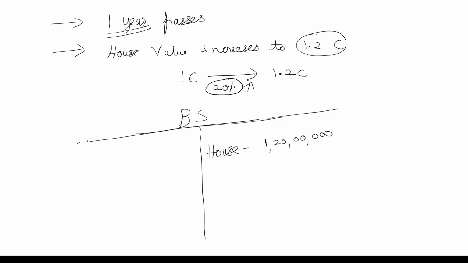Obviously, I need to populate the liability side also with numbers. So I'm going to have the loan value here. Loan is the debt, which is the borrowed money. And this is going to be 50 lakhs.